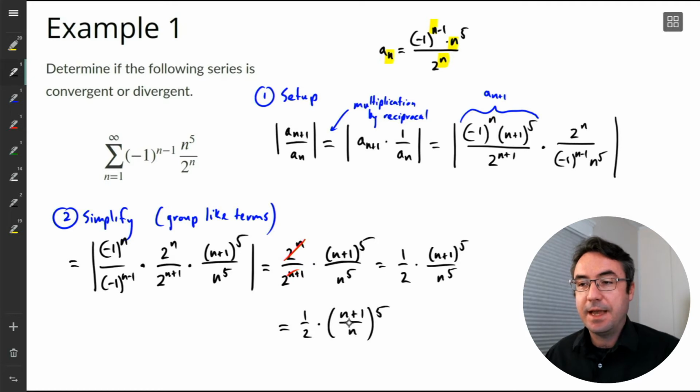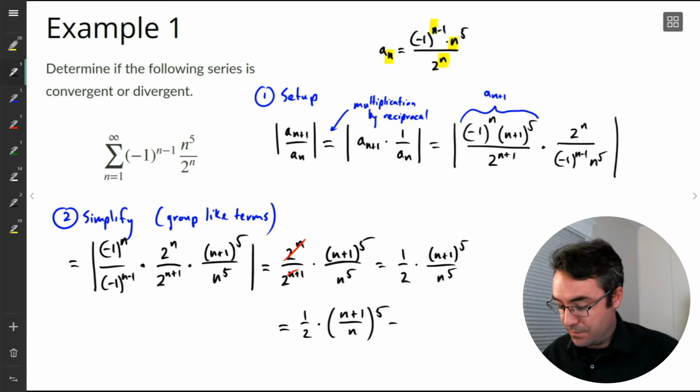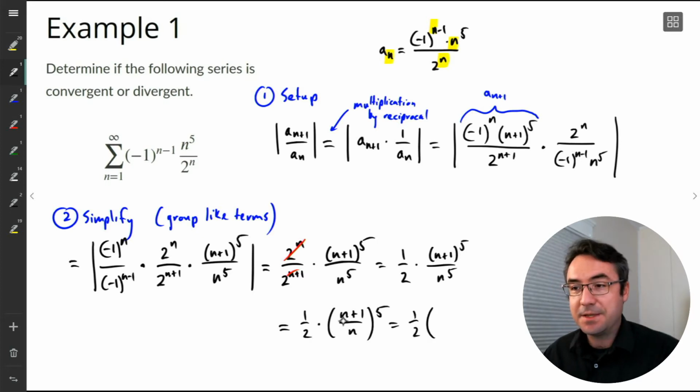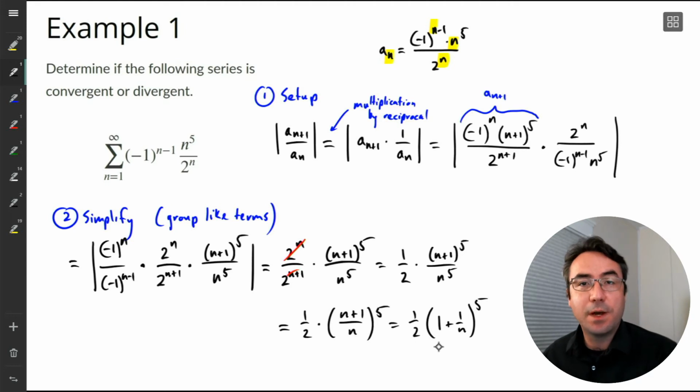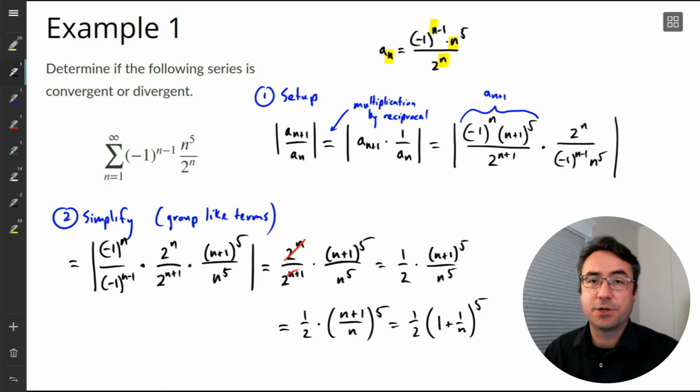All right. And there's one extra little step here that we could do, and that's actually do the division. And what we end up with is n divided by n is 1, and then 1 divided by n is just 1 divided by n. So when we simplify this down as much as we can, we get 1/2 times 1 plus 1 over n raised to the power 5. And that's about as far as we can go in terms of simplifying.